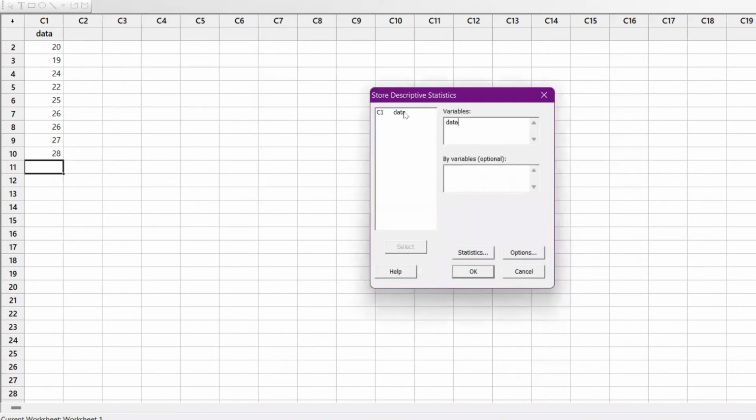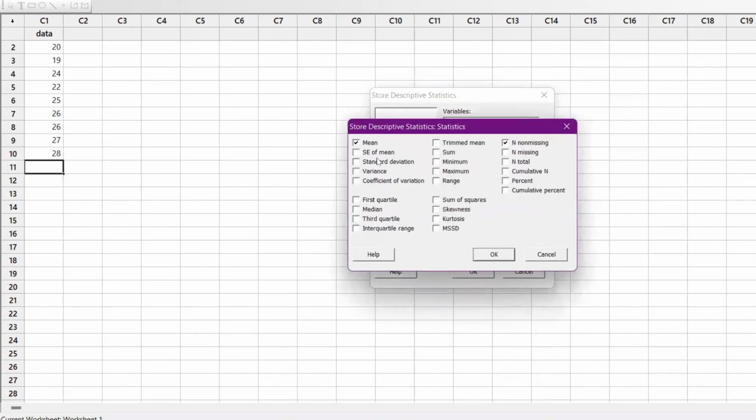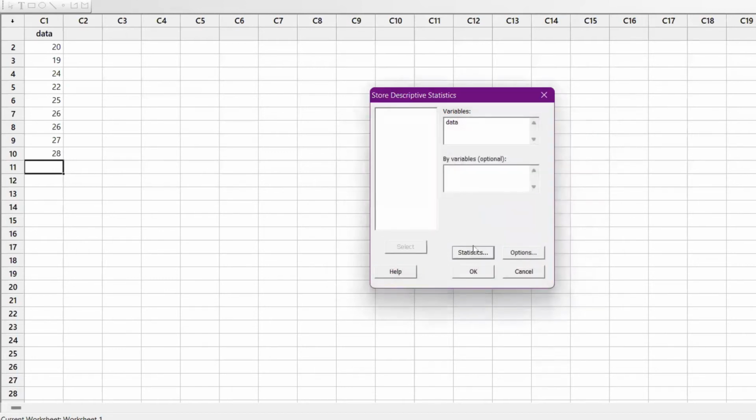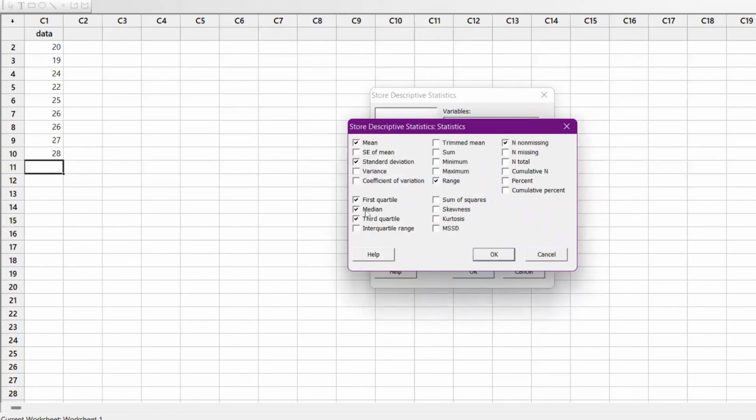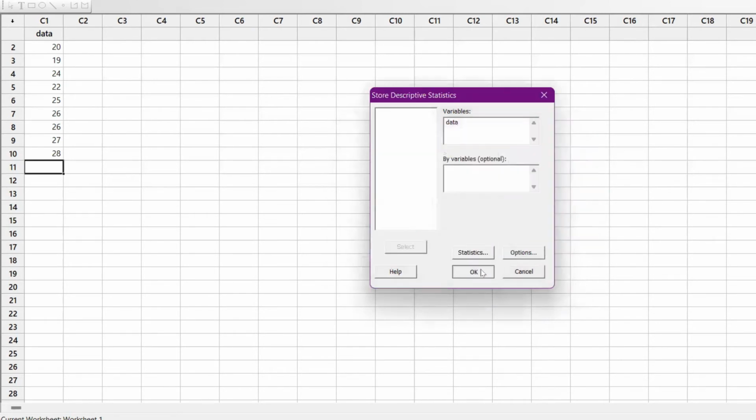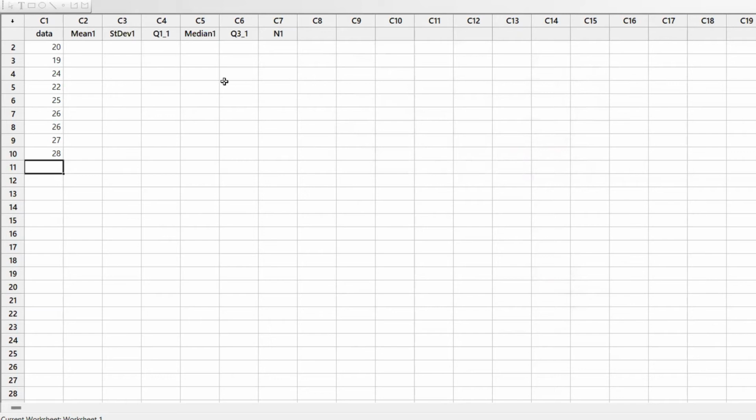And then I will select the data, and all I need is mean, standard deviation, and then first quartile, third quartile, and for example range if you want. I think we also need a median, so I'll select median also, and range may not be required, so I will just give OK. Okay, the value got stamped. So 23.8 is the mean, standard deviation is 3.1, median is 24.5.